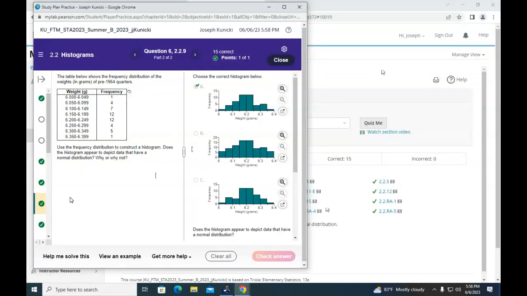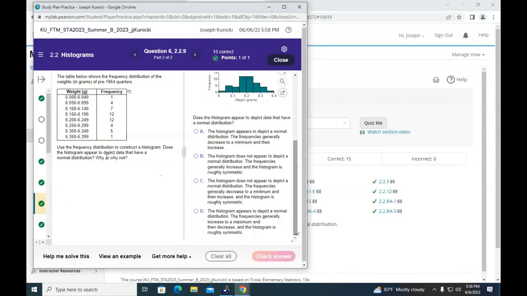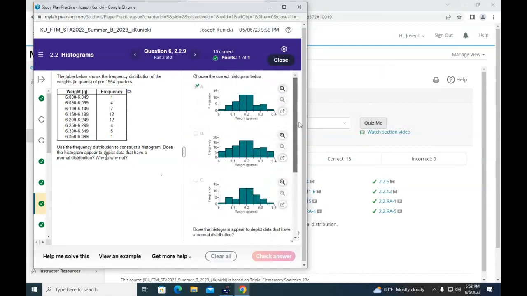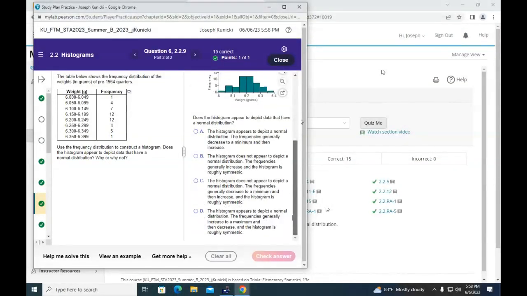Now they're going to ask us, does this appear to be normal? And I would still say yes. Starts low, goes high, and comes back low. Although these two technically should be switched. But I think it's close enough to saying yes. So let's see. Remember before they told us no. Watch what happens here.